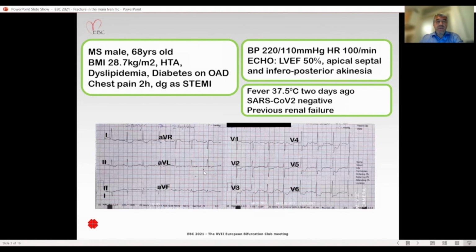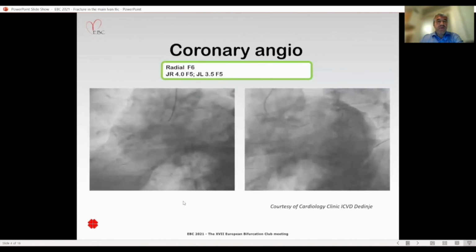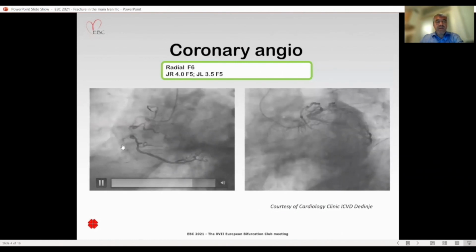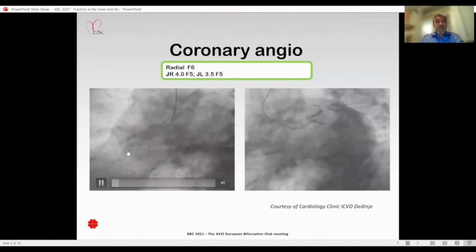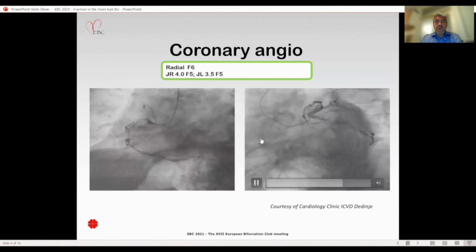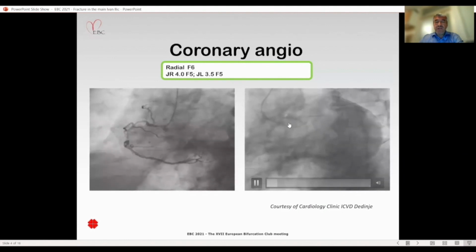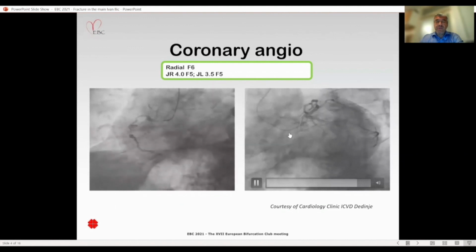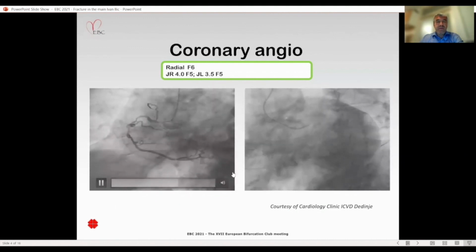On ECG, you can notice an ST elevation in aVR lead, but also there's a striking ST depression in D1 and precordial leads. On initial angiography, there's a long calcified lesion in the proximal and mid segment of the right coronary artery, but you can appreciate a critical lesion in the left main stem of the left coronary artery.